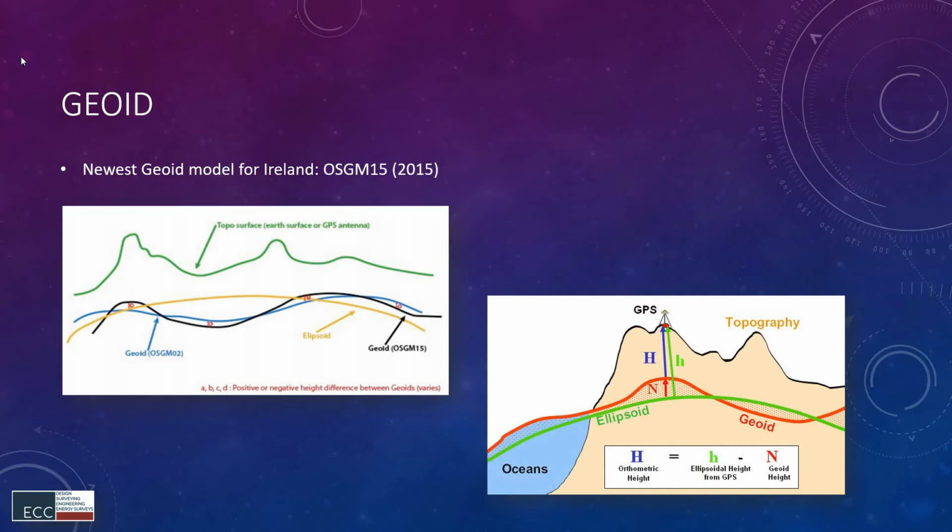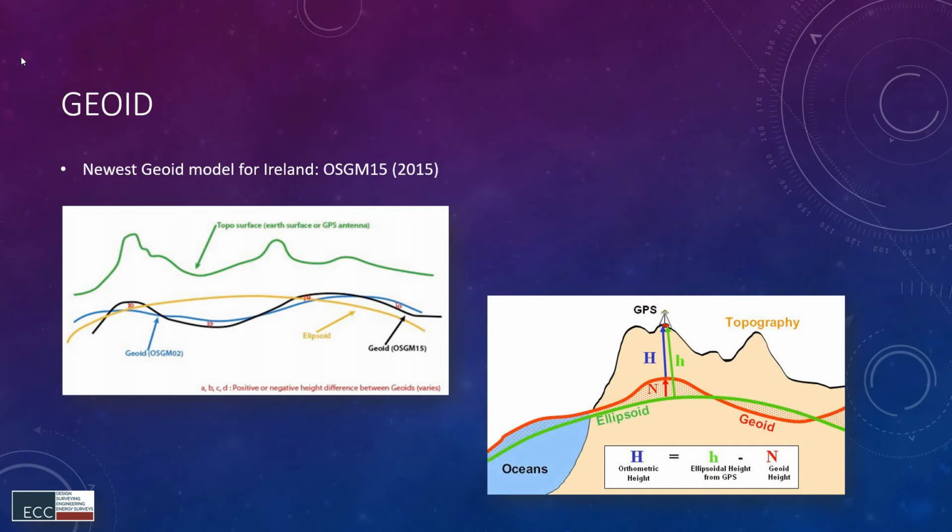Before that was a little bit less accurate geoid. So basically you can imagine the Earth's surface. You can see on the left picture, that's the green line, and there is a geoid, a base surface, which for us is like a datum. It's the Malin Head datum.